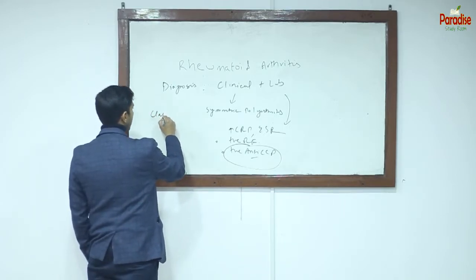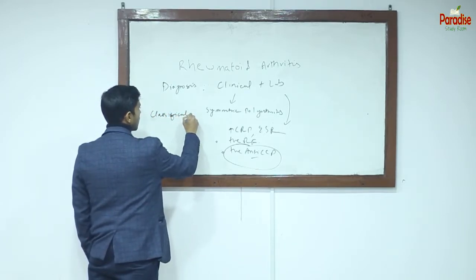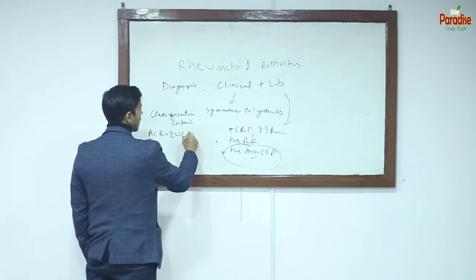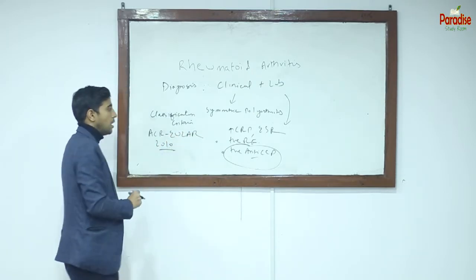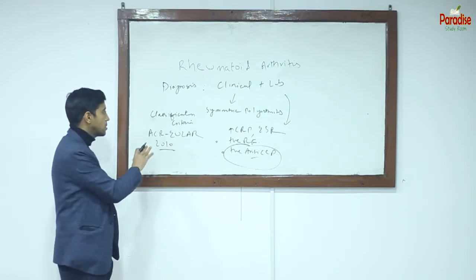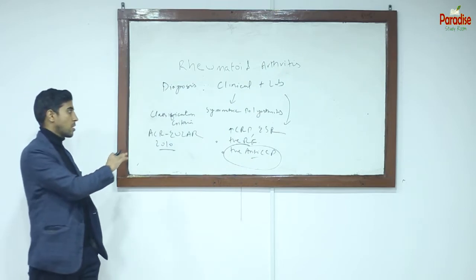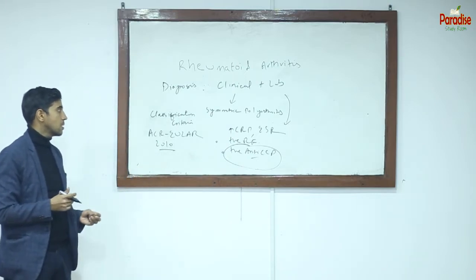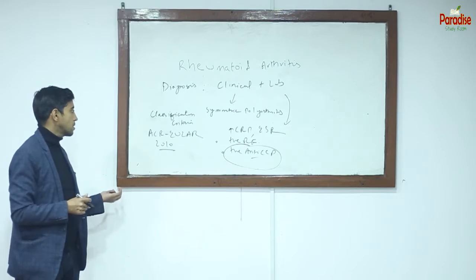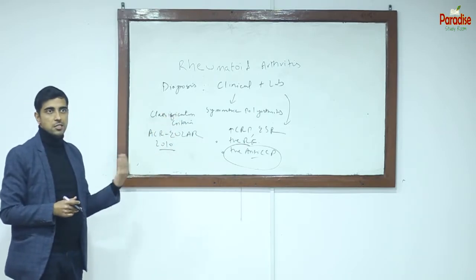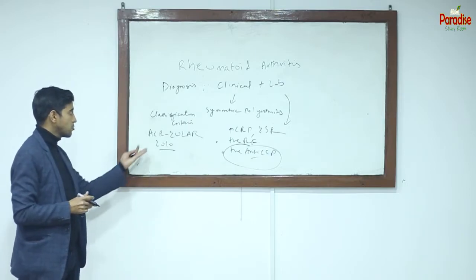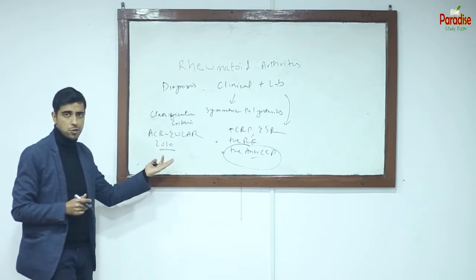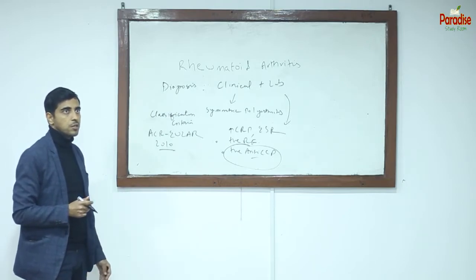There's a classification criteria also. This is the ACR-EULAR criteria that was devised in 2010. This is not for clinical diagnosis. This is only for research purposes. There are several sets of criteria, and each criterion is given individual points, but we don't use it in clinical practice for diagnosis of patients. We use our clinical judgment and lab investigations for the diagnosis. However, it might be helpful for research purposes and in difficult cases where it's very difficult to diagnose this condition.